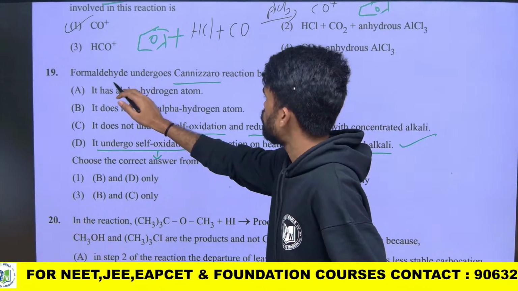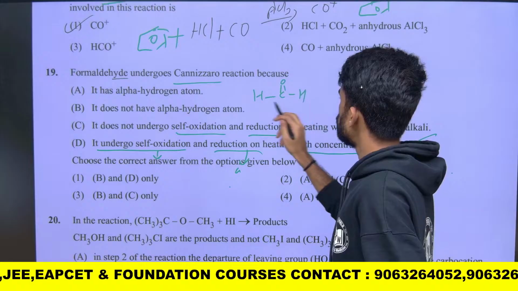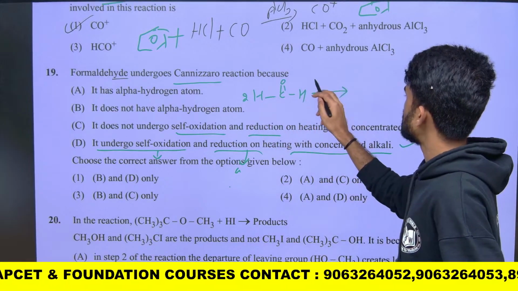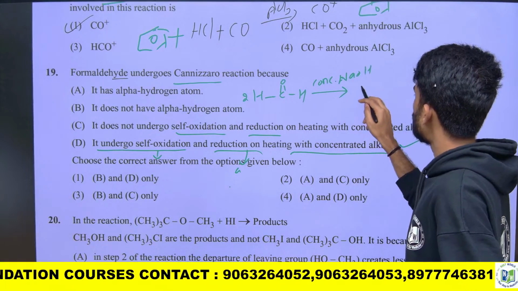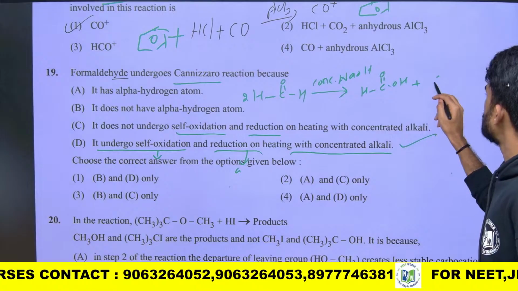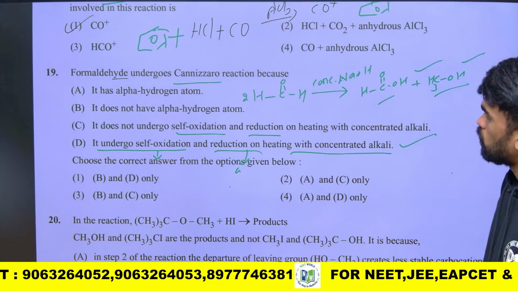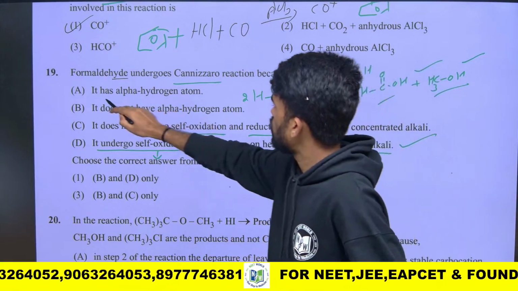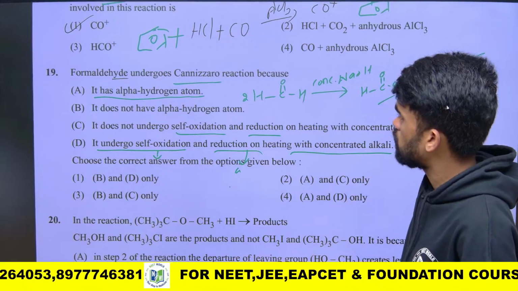Now let us take formaldehyde here. Two moles you can take, treat with concentrated base. So what is the product formed? Formic acid, the oxidized product, plus the alcohol. That's it. These are the products we can get here. Does it have alpha hydrogen? No. So formaldehyde undergoes the Cannizzaro reaction.